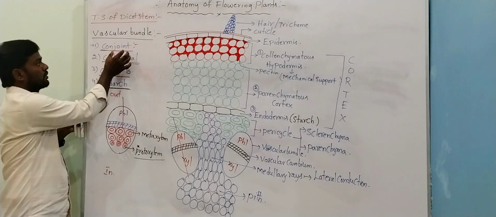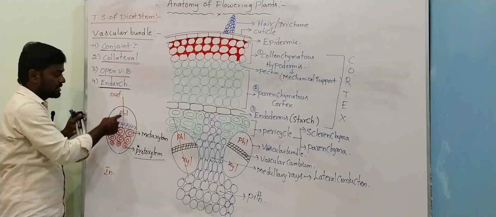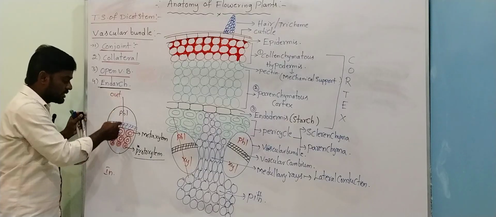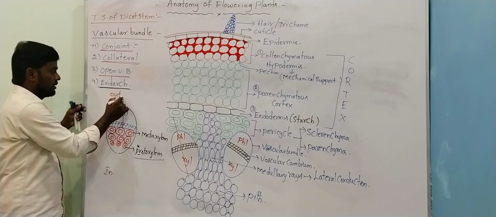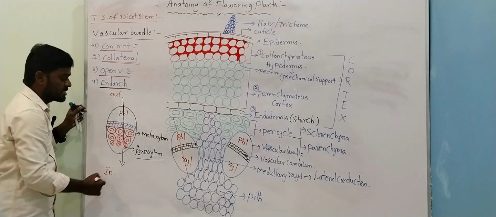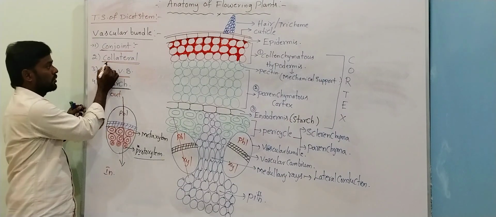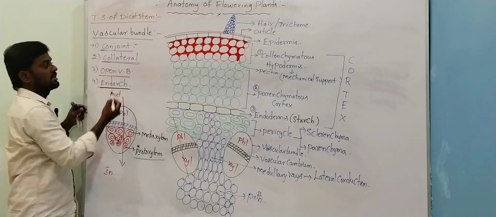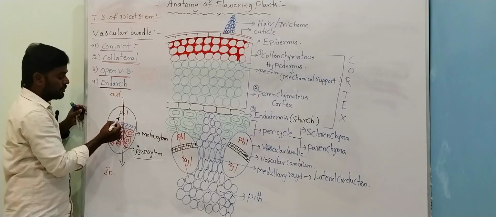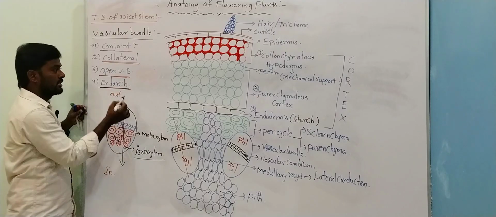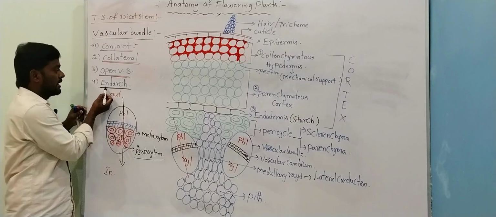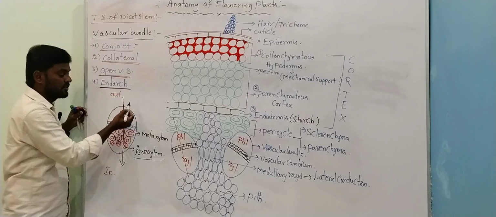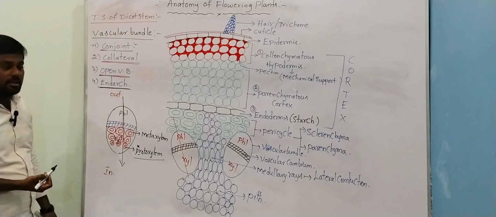Okay. Conjoint. Conjoint means the xylem and phloem are arranged in the same radius. Here the phloem and here the xylem. That condition is known as conjoint. Collateral means phloem towards the outside, xylem towards the inner side. That is known as collateral. Open means between the phloem and xylem the cambium ring is present. That is called open vascular bundle. Endarch means protoxylem towards the inner side, metaxylem towards the outer side. That is called endarch.